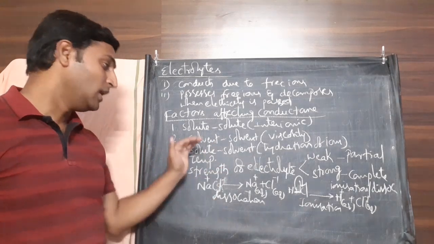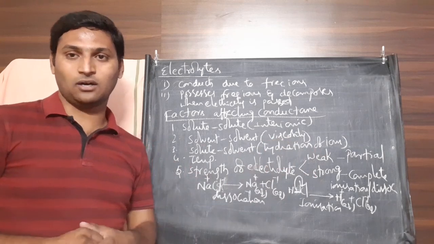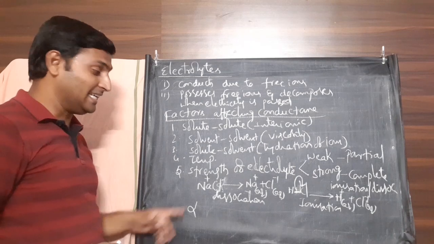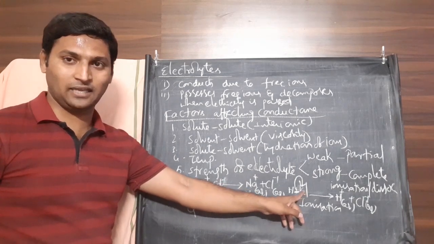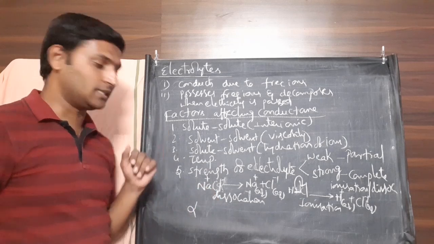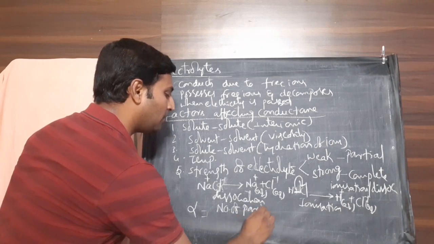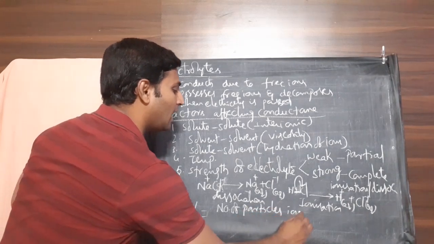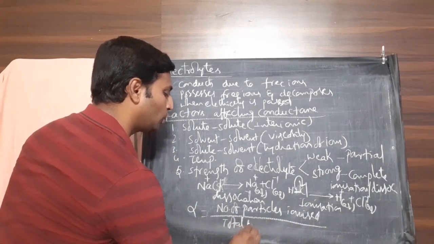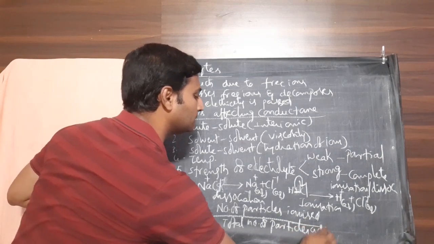Now coming back to the mathematical parameter that accounts for the strength of electrolytes. The parameter is alpha. Degree of ionization if it is covalent electrolytes. Degree of dissociation I call it if it is ionic electrolytes. That is equal to number of particles ionized or dissociated divided by total number of particles added to solution.